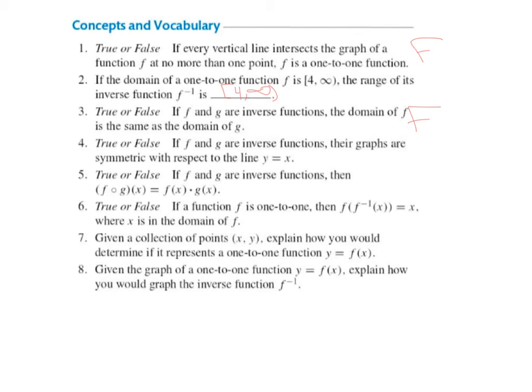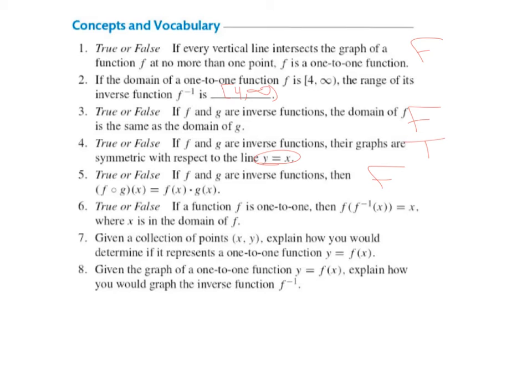If f and g are inverse functions, their graphs are symmetric with the line y equals x. That is true. One way to find an inverse is to reflect a graph over the line y equals x. If f and g are inverse functions, then the composition equals f times g. That is false. Major false.